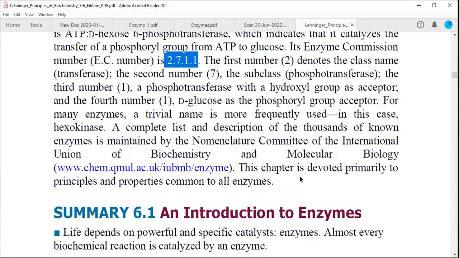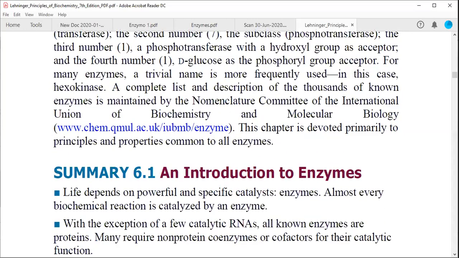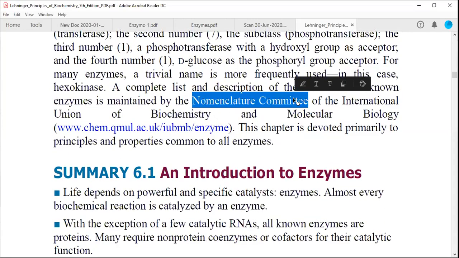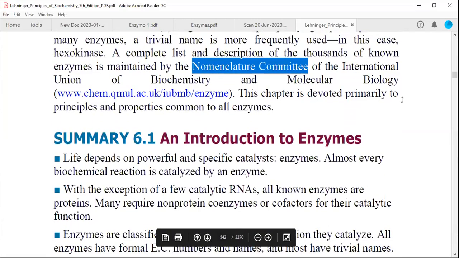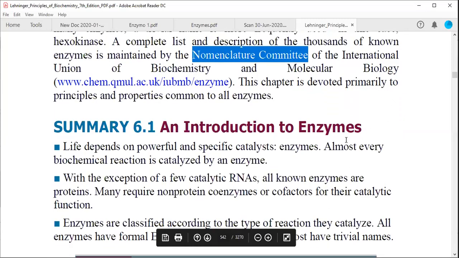So all these things we have discussed are written here. The nomenclature committee is the International Union of Biochemistry and Molecular Biology. It was formed in 1956. You can find the link even here. They are devoted primarily to the principles and properties which are common to all of the enzymes.